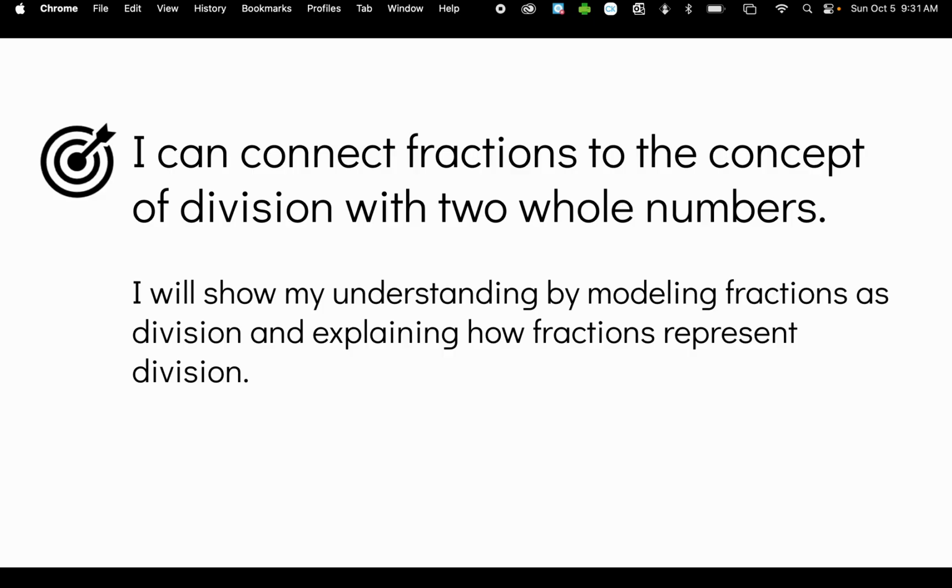So I just want to make sure that you have a notebook and a pencil out. You're ready to go for this mini lesson today. We're going to be looking at showing a fraction and how a fraction represents a division problem. So something I want to make sure we understand is that a fraction is something that's less than one whole. So we don't have a whole or one of something. We have less than that.